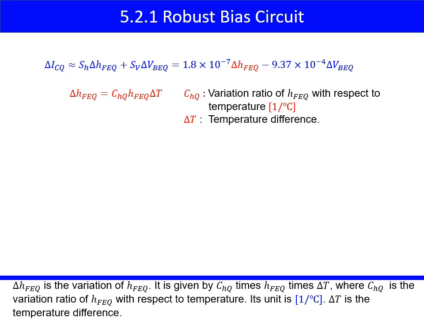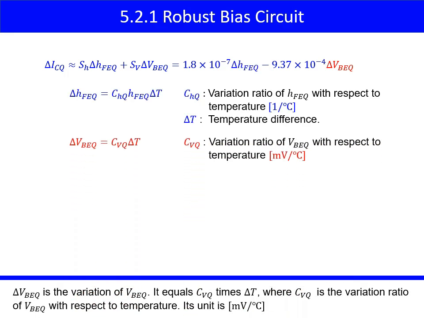Delta hFEQ is the variation of hFEQ. It is given by CHQ times hFEQ times delta T, where CHQ is the variation ratio of hFEQ with respect to temperature. Its unit is 1 per degree Celsius. Delta T is the temperature difference.